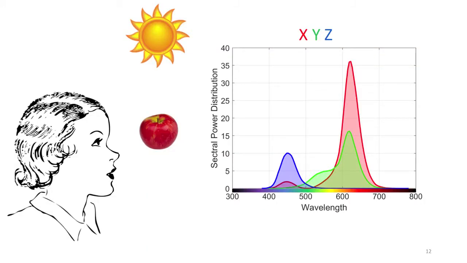And what you may have heard of is what is called XYZ. So that is the integration of our long, medium, or short, where Z is the integration of our short wavelength cones, Y is medium, and X is our long wavelength cones. So if we were looking at that apple, what we would have is more response on our red cone, a little bit on the green, and less on the blue.